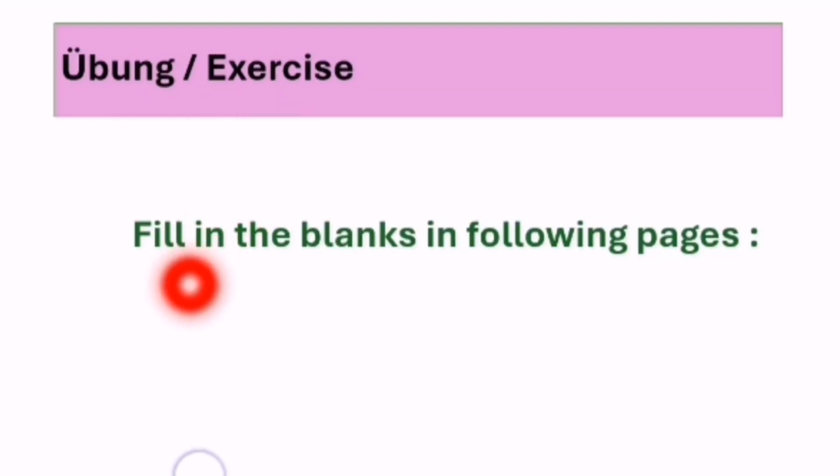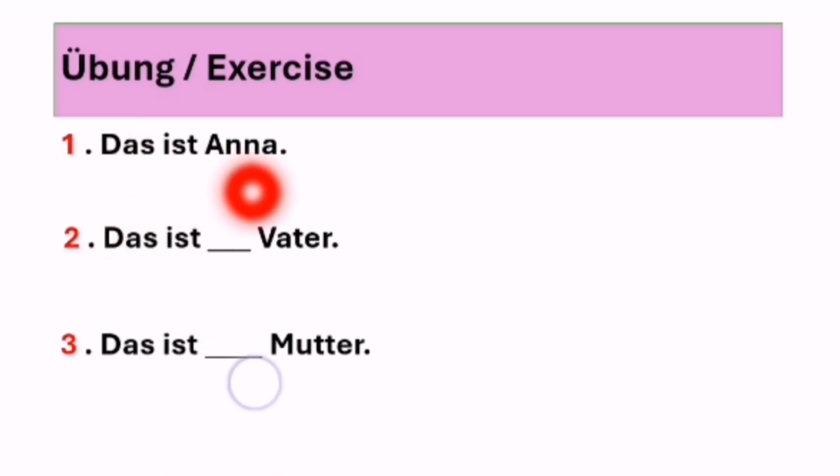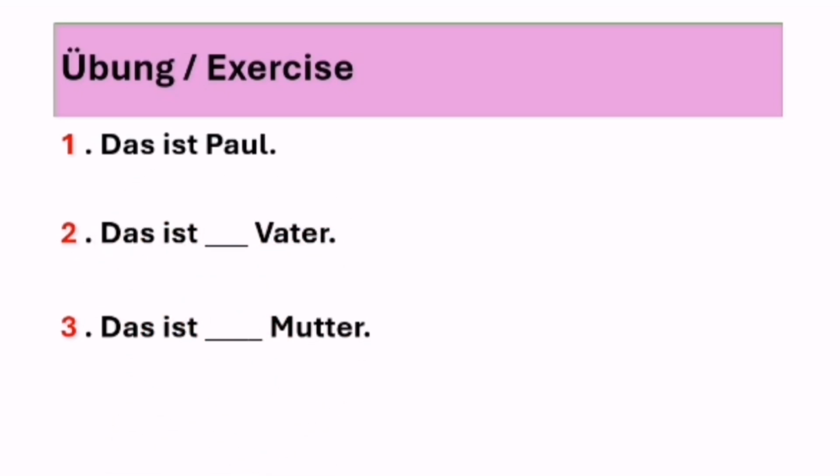Now the Übung, the exercise: fill in the blanks in the following pages or slides. Das ist Anna. Das ist blank Vater. What word will come here? You should write it in your notebook. This is Anna. This is her father. This is her mother. You have to fill these blanks and write in your notebooks in German. And das ist Paul, das ist blank Vater, das ist blank Mutter. In English, this is Paul, this is his father, this is his mother. So you should fill in the blanks in German and complete this work in your notebook.